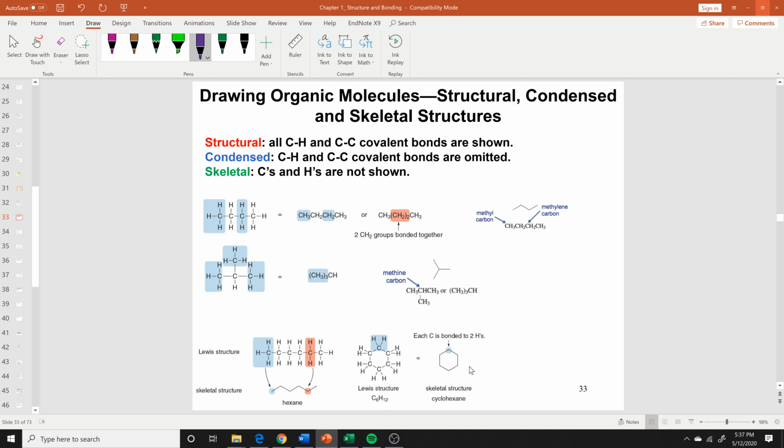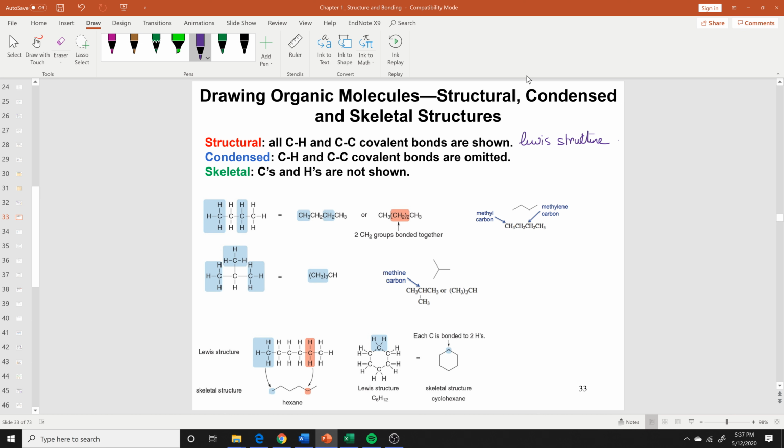Now, with respect to how to draw organic molecules, there are 3 ways to represent organic molecules. The first way is structural. This is the way that we use for Lewis structure. And for structural representation, you normally show all carbon-hydrogen bonds, all CC bonds. So this means that you're showing all carbon sigma bonds or carbon-hydrogen bonds. Everything you're showing. And this is how you represent Lewis structure.